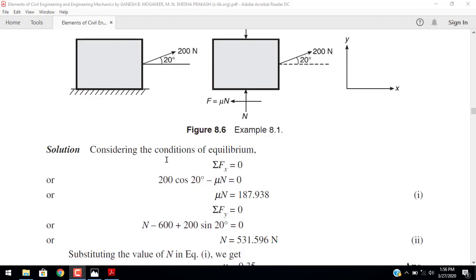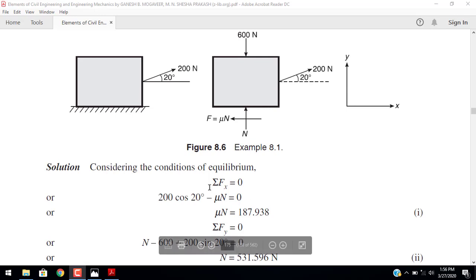Now applying the condition of equilibrium along the horizontal axis, that is the x axis, sigma Fx equal to 0. Which are all the forces acting along the x axis? One is 200 Newton. The horizontal component of this 200 Newton is 200 cos 20 degrees. Next is the frictional force F, which is acting towards the left, equal to mu into N. As it is acting towards the left, we take this as negative. Either you can take this as positive and consider the 200 as negative. So both are acceptable.